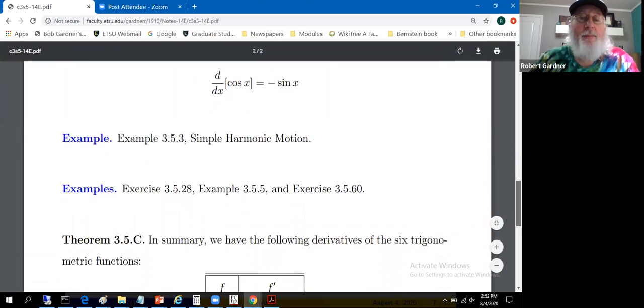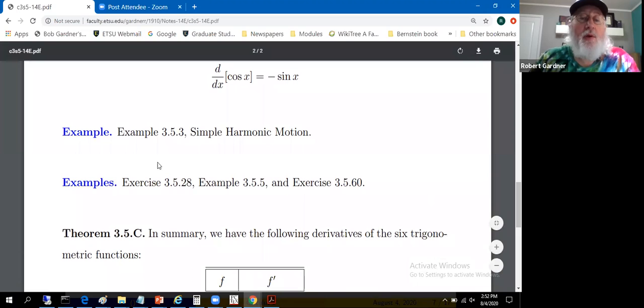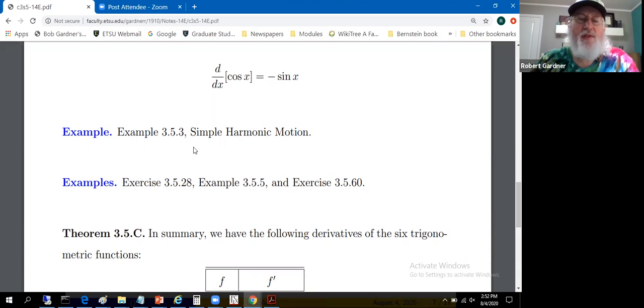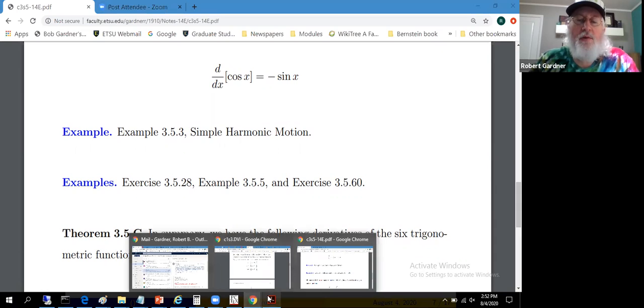Let's do an example. Let's do an example related to something physical. So this ties in with the previous section on simple harmonic motion.